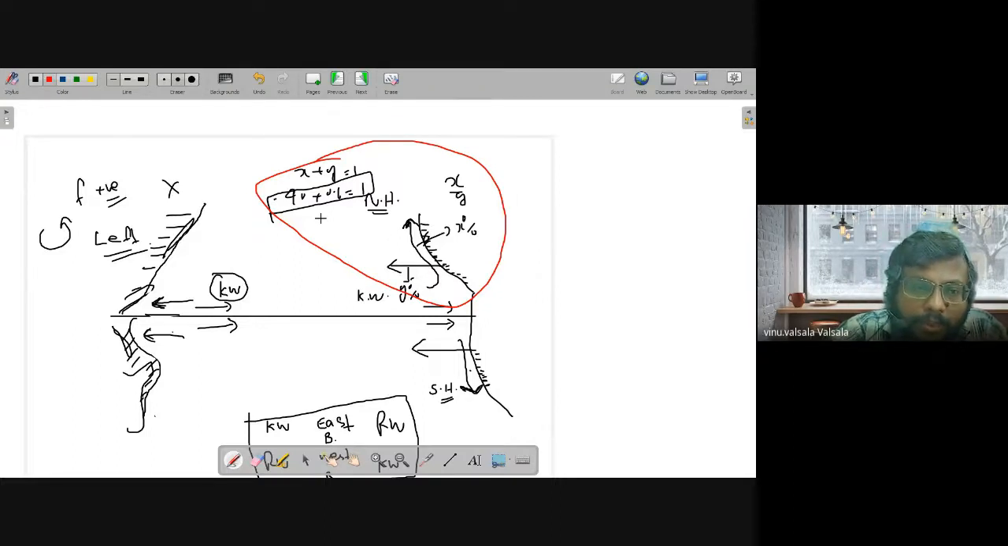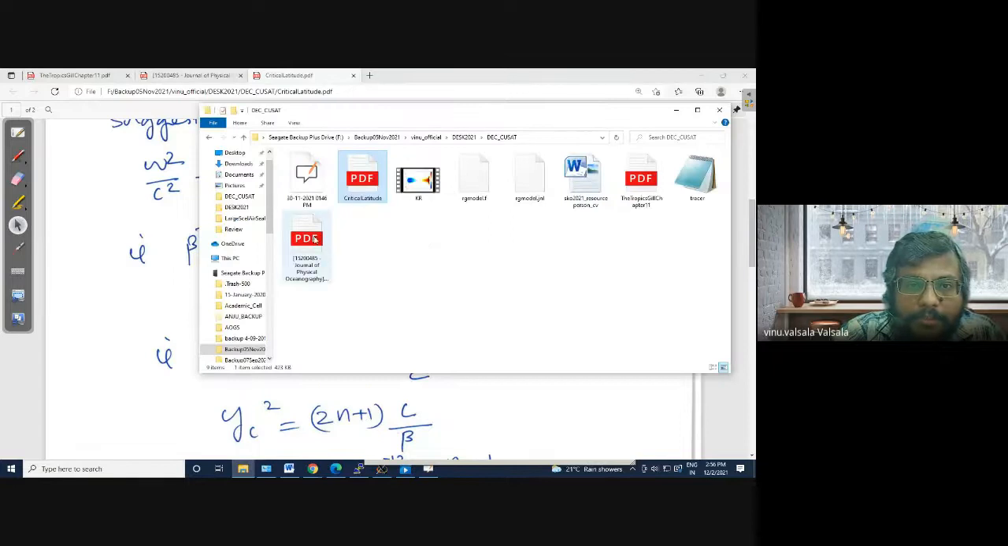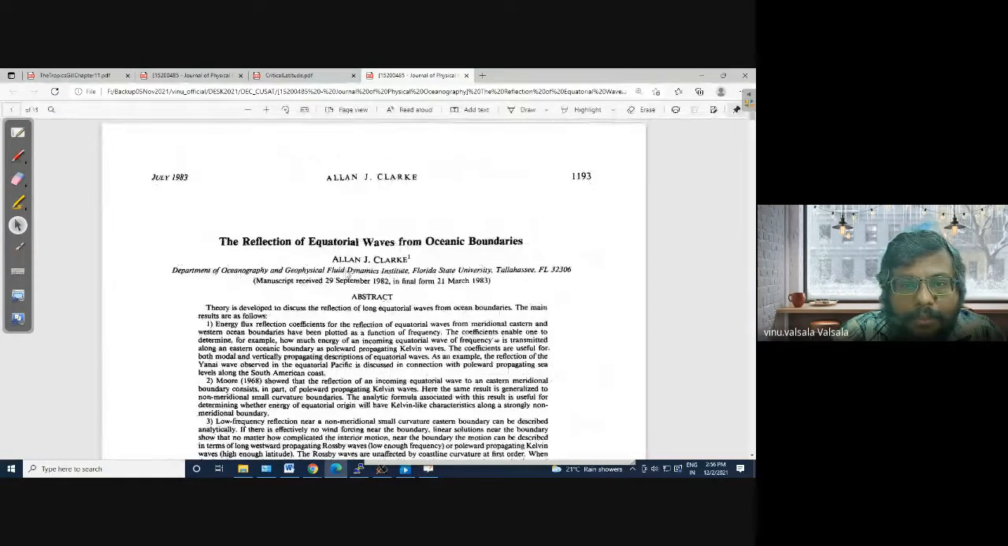So we have to look at some paper, for example, on the reflection of waves from the eastern and western boundary. The paper I am going to depend on here, I'll share it here. So what is this paper? This is a paper written by Allan Clarke in 1983 in the Journal of Physical Oceanography: the reflection of equatorial waves from oceanic boundaries.